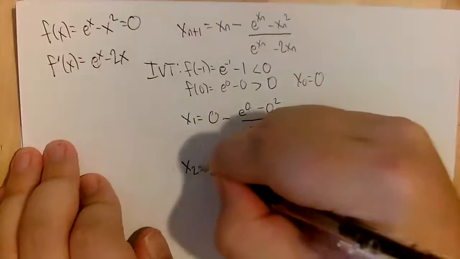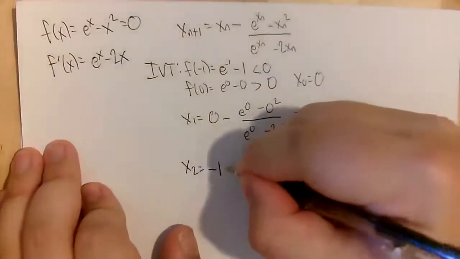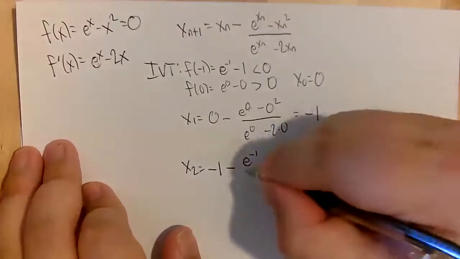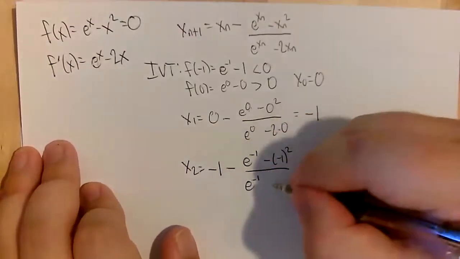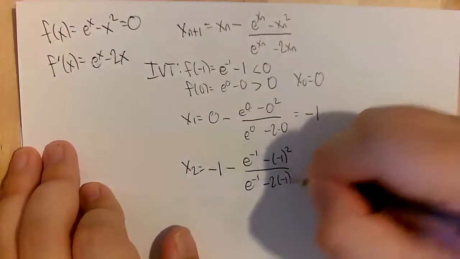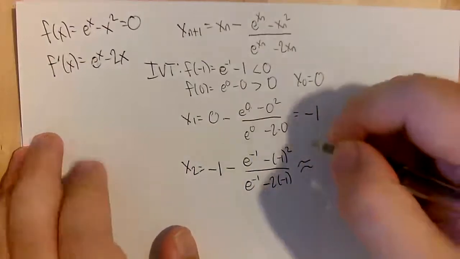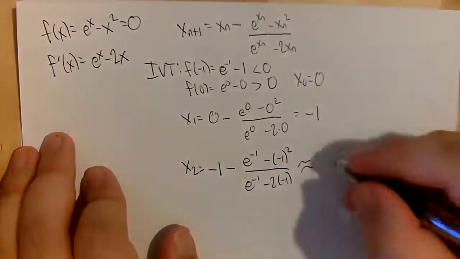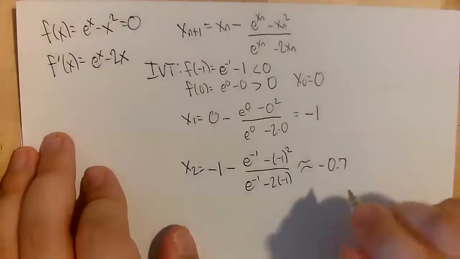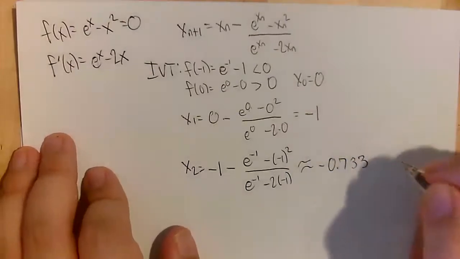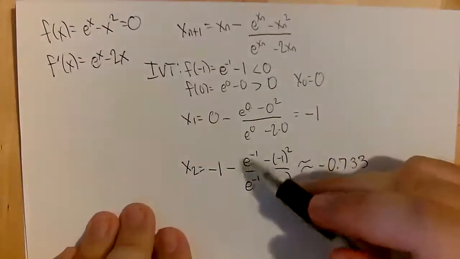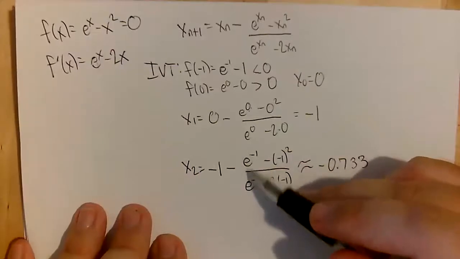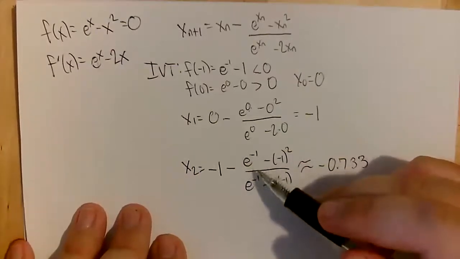All right, let's do a second iteration. Here we'll have -1 minus e to the -1 minus -1 squared, and then we have e to the -1 minus 2 times -1. And this will end up being approximately equal to -0.733. Now, this is assuming that I have a very accurate knowledge of what e is. So I used a calculator to give me e for this right here.